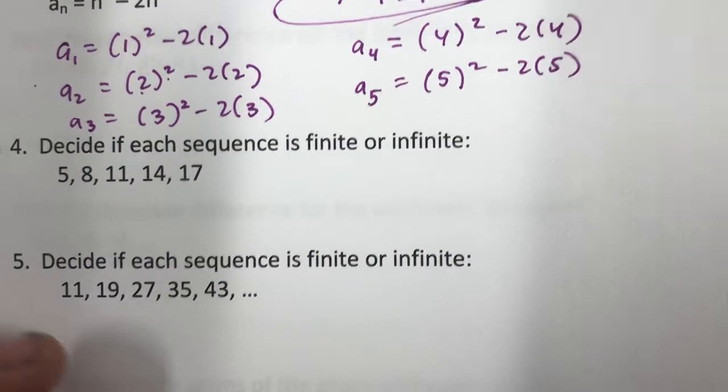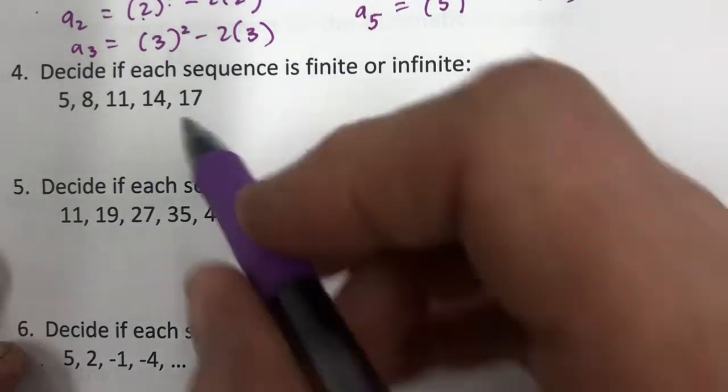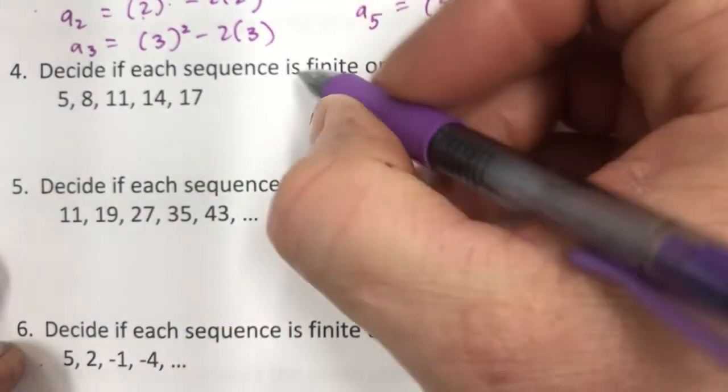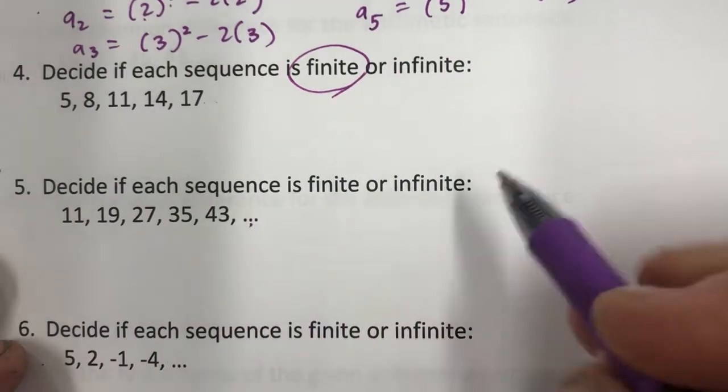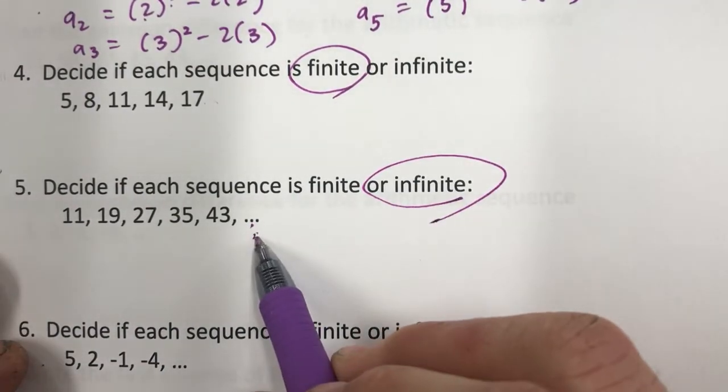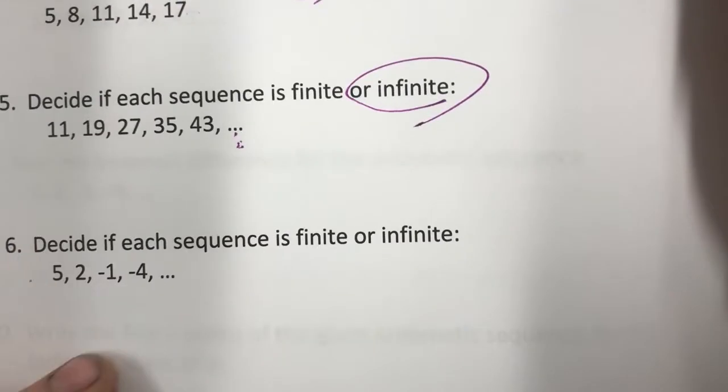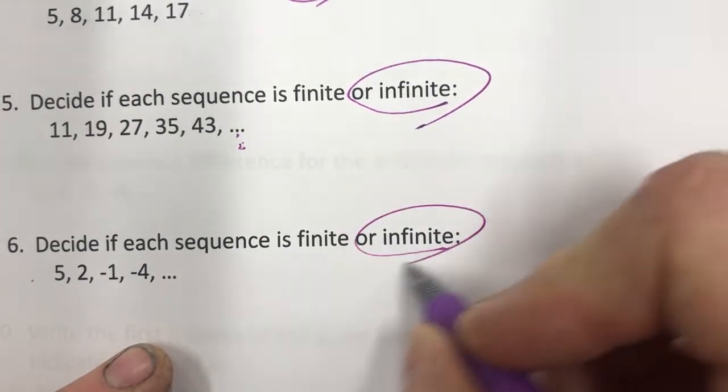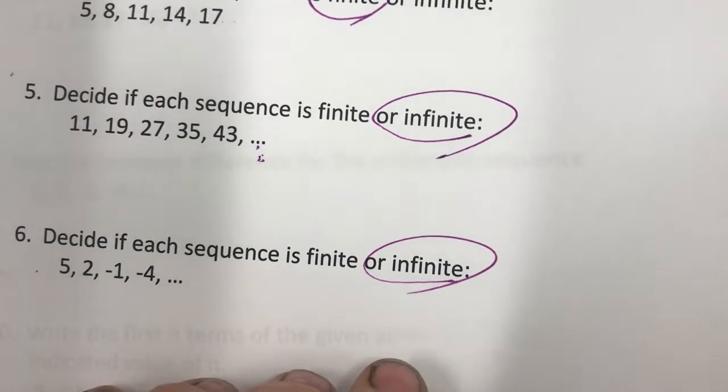Now right here, determine if this is finite or infinite. Well, there's no dots here, so this is finite. This has the dots, which means it's infinite. That means it goes on and on forever. This has the dots. It goes on and on forever. It's infinite.